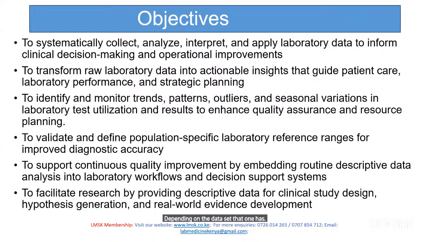P-values are usually also set depending on the data set that one has. So we've got p-values of 0.05, 0.02, and 0.01. These ones usually correspond to the confidence interval. Like 0.05 is 95% confidence interval, while 0.02 is 98% confidence interval, while 0.01 is 99% confidence interval.